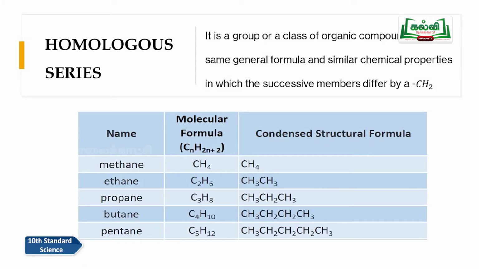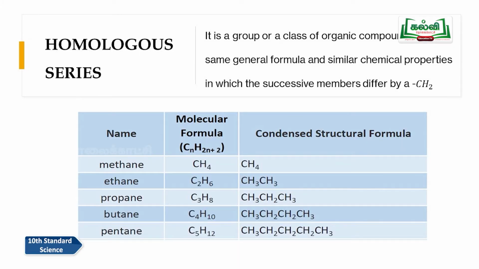By definition, a homologous series is a group or class of organic compounds which have the same general formula, they have similar chemical properties, and the successive members differ by a CH2 group. So, this is what we call a homologous series. To understand it, let us take the example of the alkane homologous series.